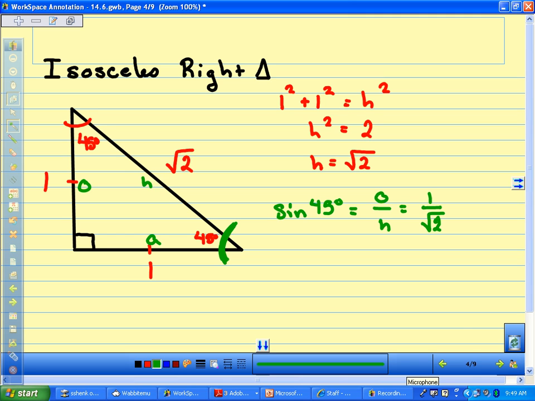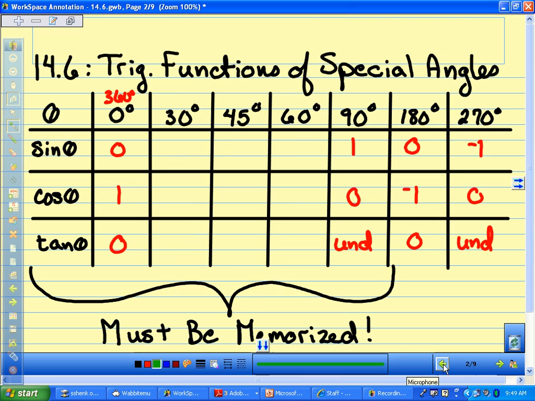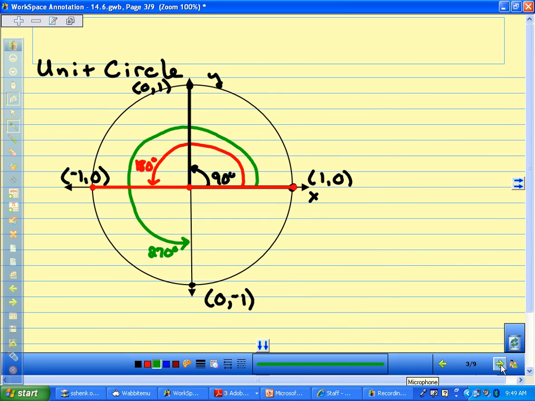How do we rationalize this denominator? What do we have to multiply top and bottom by? Another radical 2. Yeah, we multiply the top and bottom by a radical 2. So up top, 1 times radical 2 is what? Radical 2. Radical 2 times radical 2 is radical 4, which is ultimately 2. So what is the sine of a 45-degree angle? Radical 2 over 2.